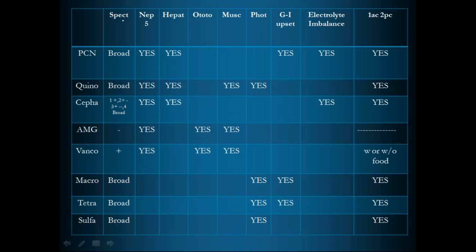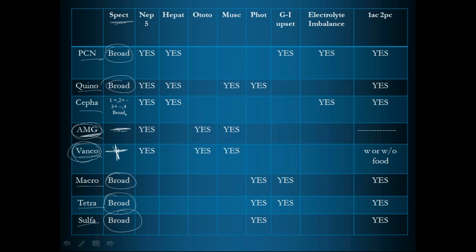All right, so here I make a summary for you. Here we have the spectrum: penicillin, quinolones, cephalosporins, aminoglucosides, vancomycin, macrolides, tetracycline, and sulfur, right? Penicillin, quinolone, macrolides, tetracycline, and sulfur are broad spectrum. The one that is totally for negative is the aminoglucosides. The vancomycin is just for positive.